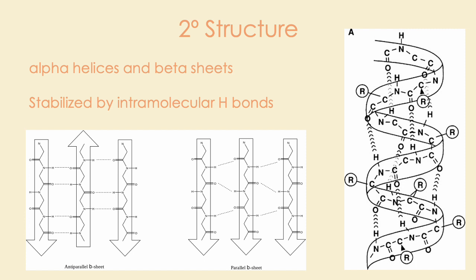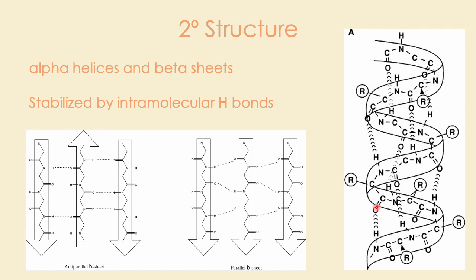Next up is our secondary structure. So this is the local structure of neighboring amino acids. And we have two very common structures that are formed. We have our alpha helices, as you can see on the right, and beta sheets on the left. The alpha helix is stabilized by intramolecular hydrogen bonds. So these bonds are between the carbonyl oxygen and the amide hydrogen 4 residues down. So it is the carbonyl oxygen on residue 1 with the amide hydrogen on residue 4.